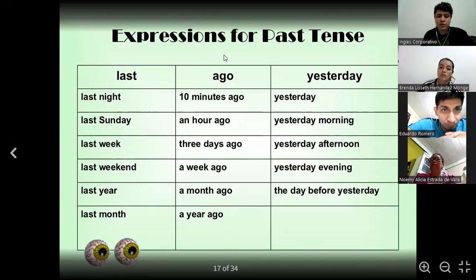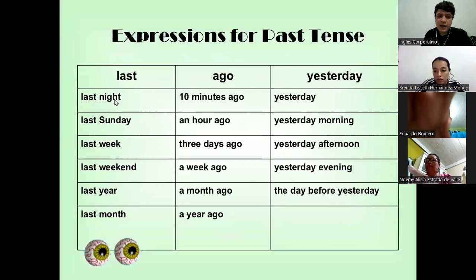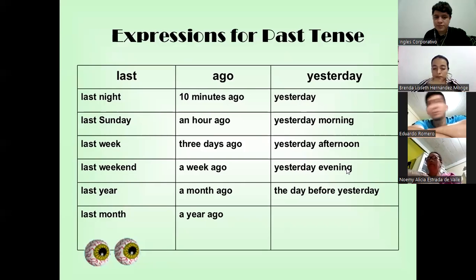Here, guys, you can copy this if you want, because these are expressions for past tense. For example, we have last night, last Sunday, last weekend, ago, 10 minutes ago, 1 hour ago. These are expressions that you can use in the past. For example, did you work yesterday evening? Did you go to the beach last Sunday?